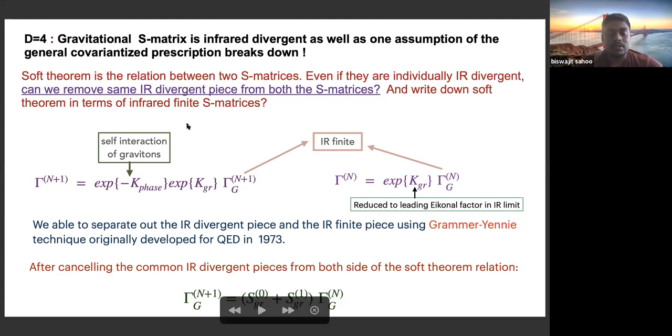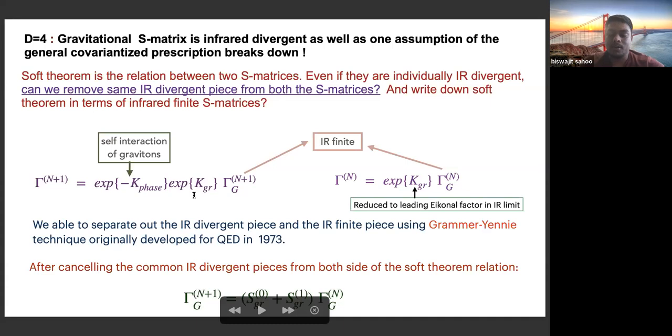What we are going to do is basically start with an n plus 1 point amplitude, and we will try to exponentiate the full IR divergent piece from this amplitude and write it in terms of some IR finite part of this amplitude, which we will denote by gamma n plus 1 g, and this g will be clear later. And then also exponentiate the IR divergent piece from the gamma n amplitude, in terms of the IR finite piece. This can be done, which I am going to tell, at least when the loop momenta are smaller than the finite energy particles' momenta in the IR limit.